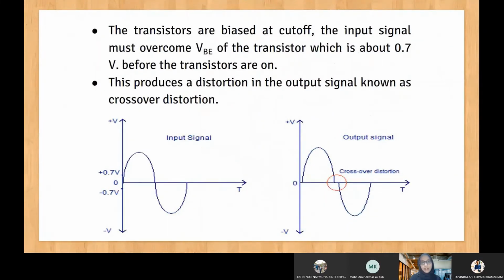The transistors are biased at cutoff. The input signal must overcome the VBE of the transistor, which is about 0.7 volt, before the transistors turn on. This produces a distortion in the output signal, known as crossover distortion. It means that there is no current flow when VBE does not reach 0.7 volt.